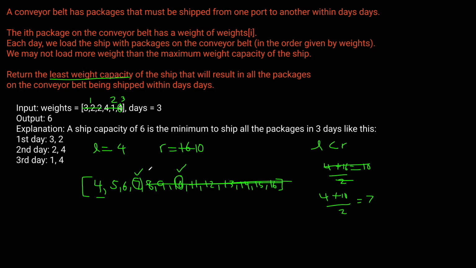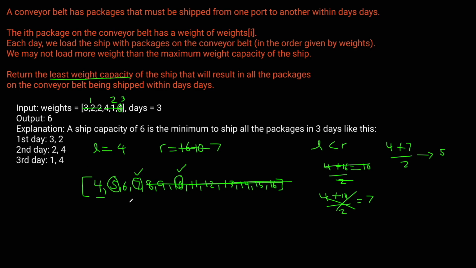So we found a new best answer. So now our right is going to become 7. What we want to do now is calculate a new midpoint. So we're going to say 4 plus 7 divided by 2. So this is 11. Remember, we're using integer division. So 11 divided by 2 is 5.5, and since it's integer, it goes down to 5. So we're going to choose 5 here.